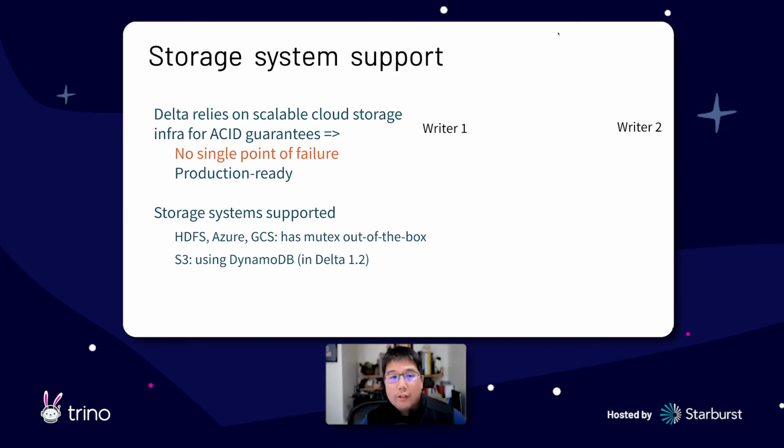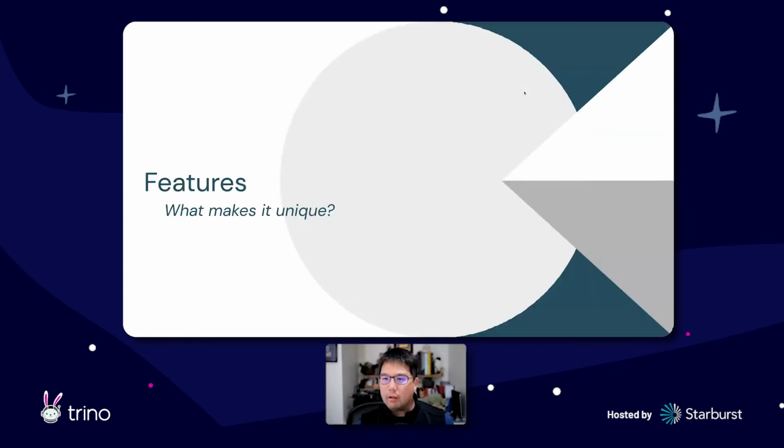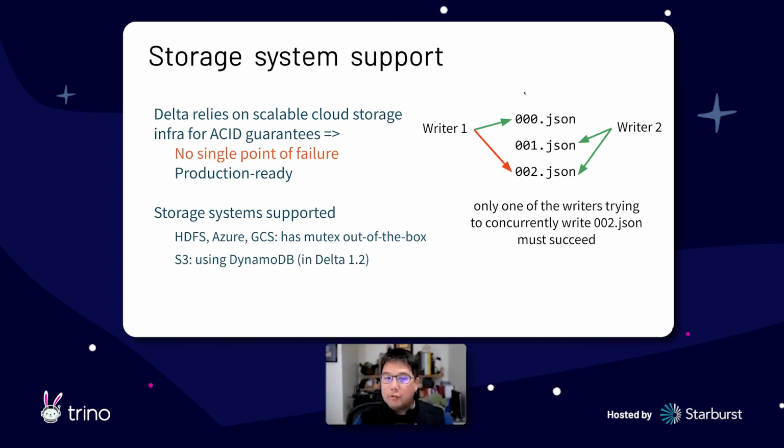So when you look at the storage system support, Delta relies on the scalable cloud storage infrastructure for an ACID guarantee. So remember, it's relying actually on S3 itself. It's running on Azure Blob Storage, Azure Data Lake Storage Gen 2, or Google Cloud Storage. So that way there is no single point of failure and it's production ready, okay? And so the storage system support, just call that out.